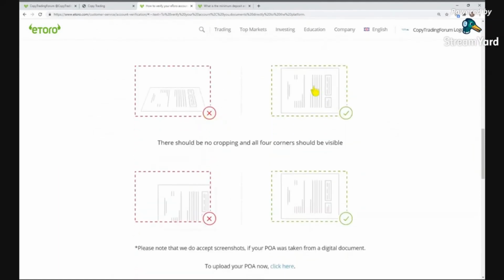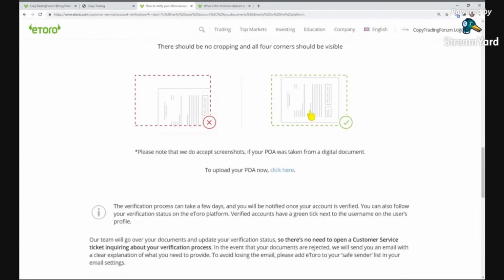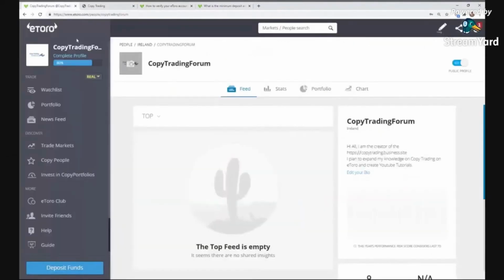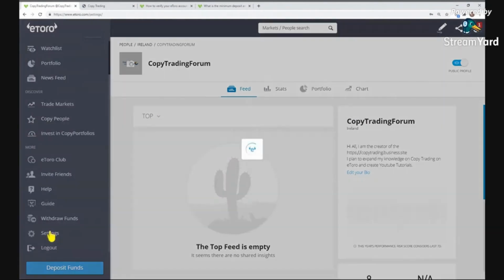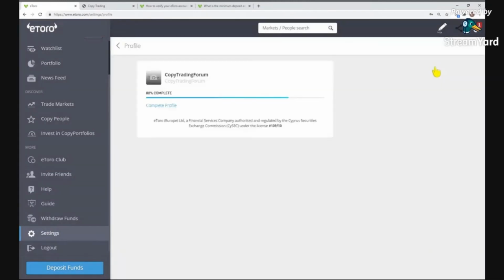So you have to scan it down on a colored background like a table, and you should see the 4 corners of the bill. It shouldn't be cut off like that. So I'm going to do that now. How you do that, it'll either be prompted on eToro when you're setting it up, or you can come to your account and go down to settings at the bottom here. Click on that, and up the top you see your name there, and there's an arrow to the right. I click to the right.